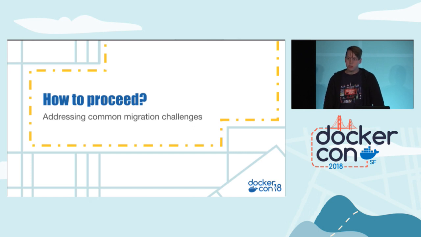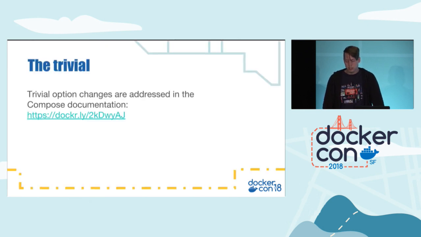Okay, so how do we migrate? There's the trivial stuff that I'm not going to go over because we don't really have time and it's not interesting. Everything is in the documentation, like the property names that change or move. You can go over that.